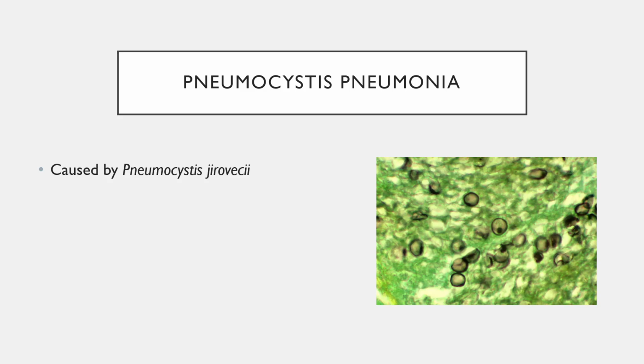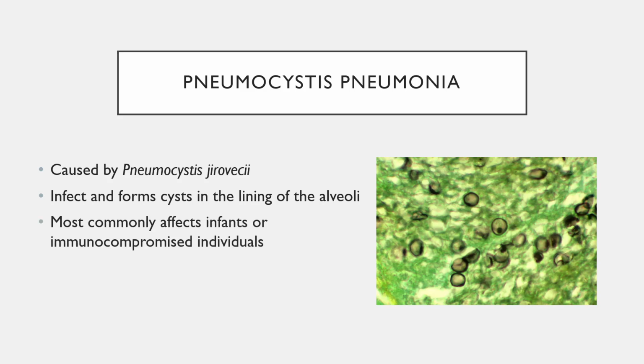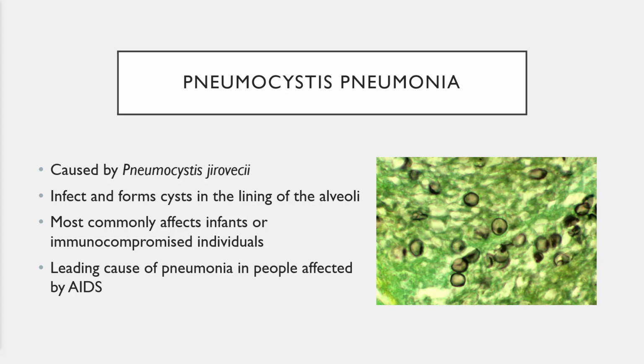It infects the lining of the alveoli and it forms cysts. This pathogen most commonly infects infants or people who are immunocompromised, in particular, people who are affected by AIDS. It is the leading cause of pneumonia in people affected by AIDS. And so now that we have finished our look at the lower respiratory system infections, this means that we have also come to the end of chapter 22.